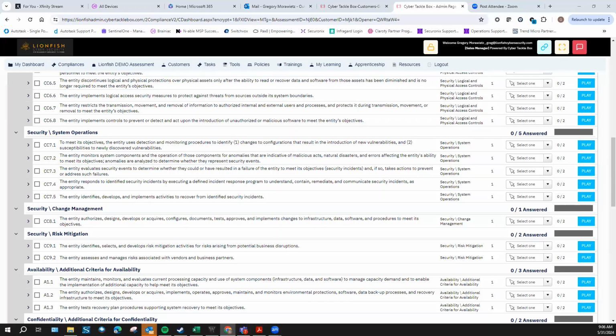The entity responds to identified security incidents by executing a defined incident response program to understand, contain, remediate, and communicate security incidents as appropriate. So you have to have a security incident response plan. Jeremy and I have one that's generic. We could send you if you want it. Just ask for it. And the response plan is pretty in depth.